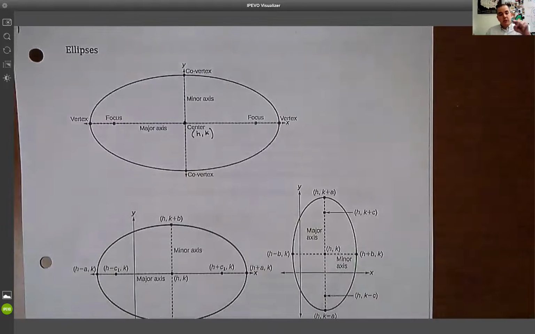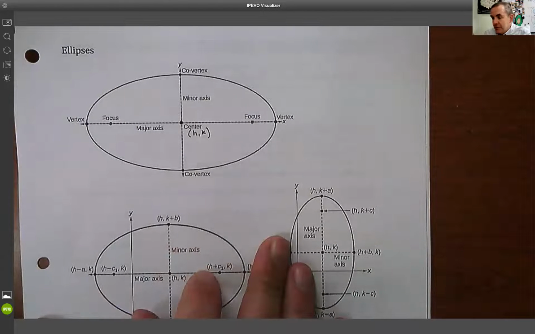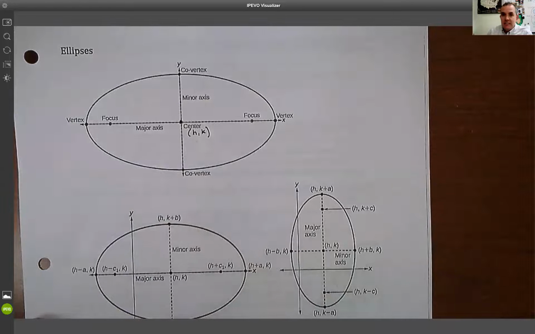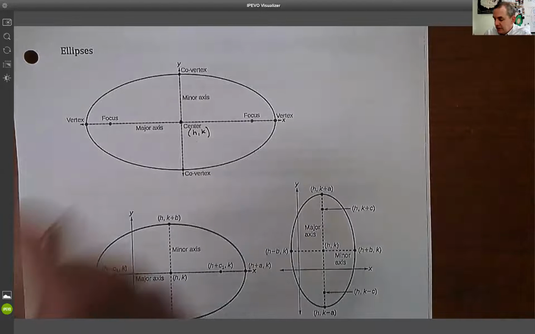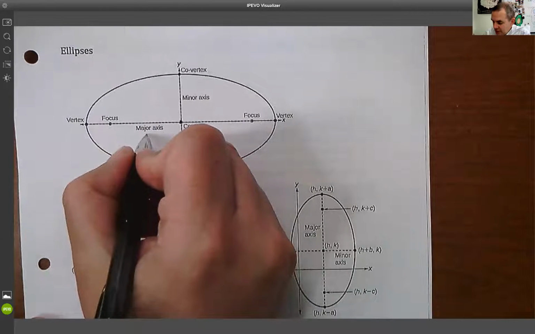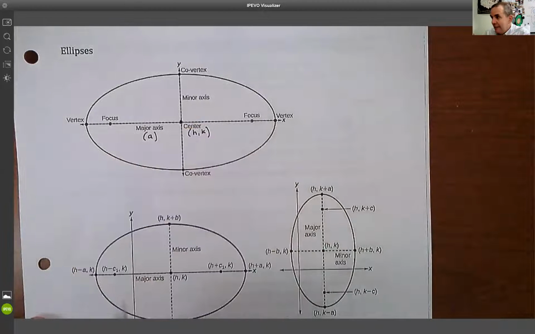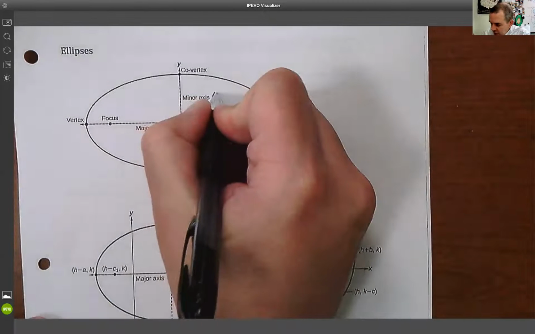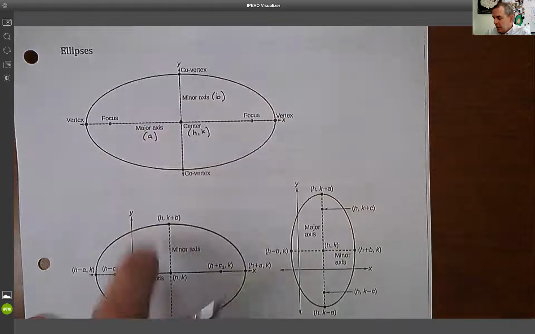Now here's the deal. When we deal with a circle, that radius is the same all the way around. Whether I'm going up, down, left, or right, doesn't matter. The distance from that center to the circle is the radius, the same r. In the world of an ellipse, we have two different distances. They are technically called the major axis, which is referred to with the letter a, and a minor axis, which is referred to with the letter b.